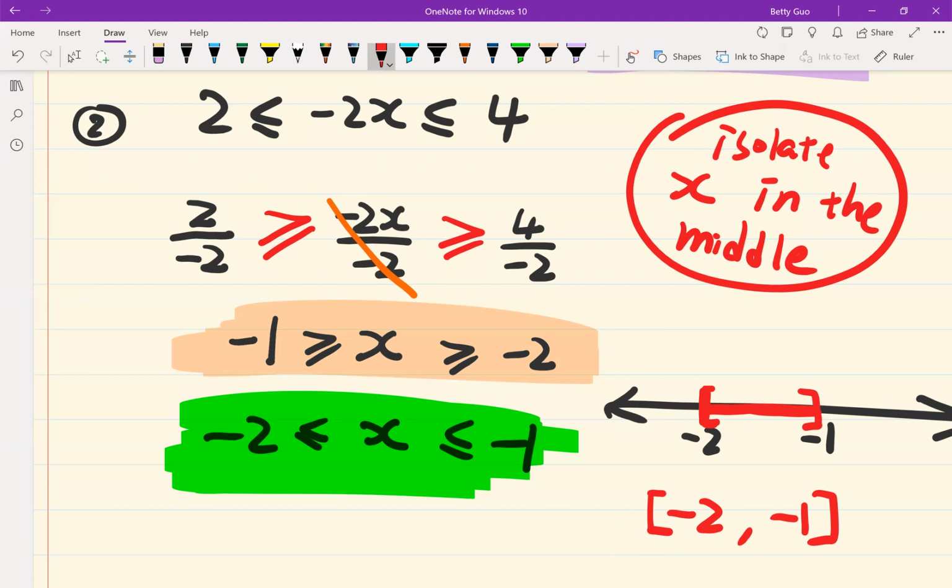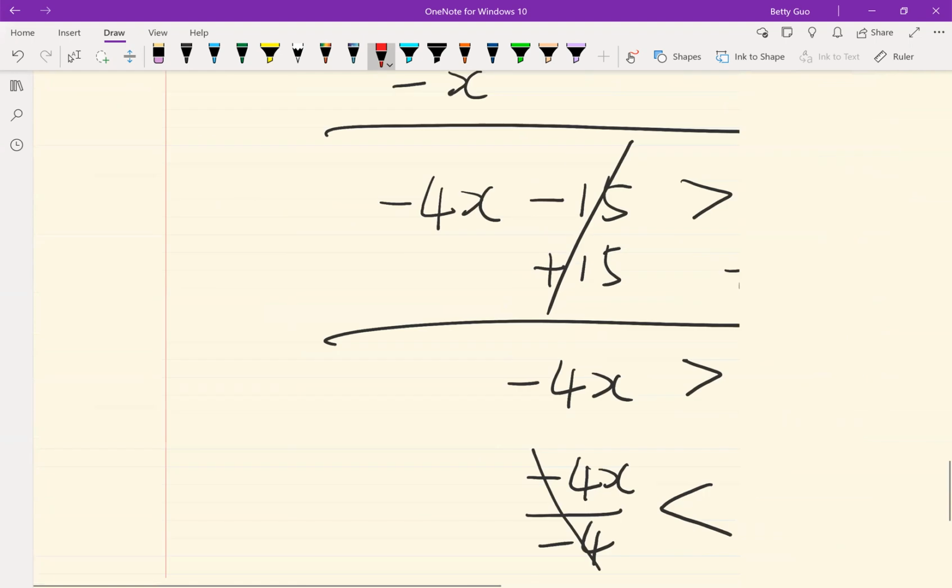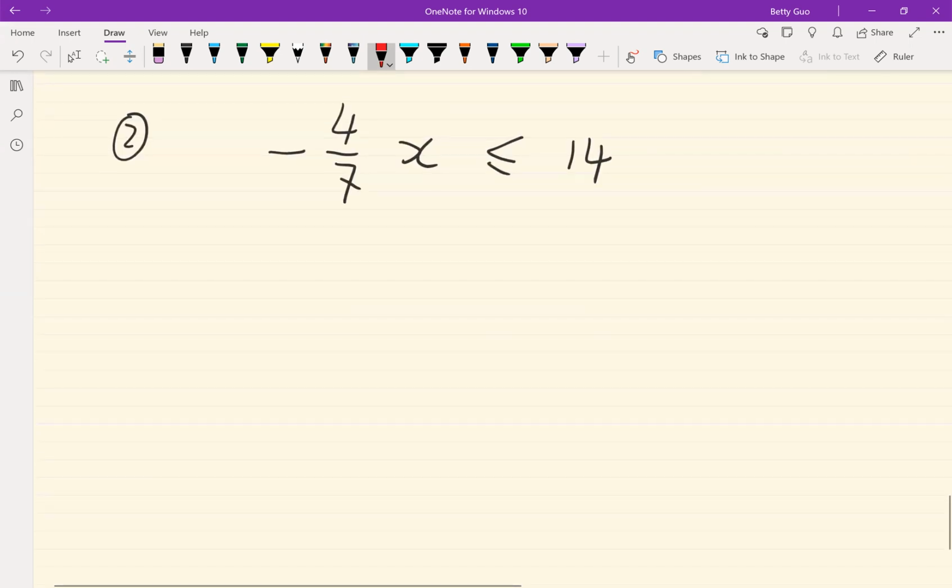Okay, am I clear about this? Compound inequality. You need to try to isolate the x in the middle. Also, you have to graph the solution set and write the solution set in the interval notation. Any questions? Okay, your turn. This one is yours.